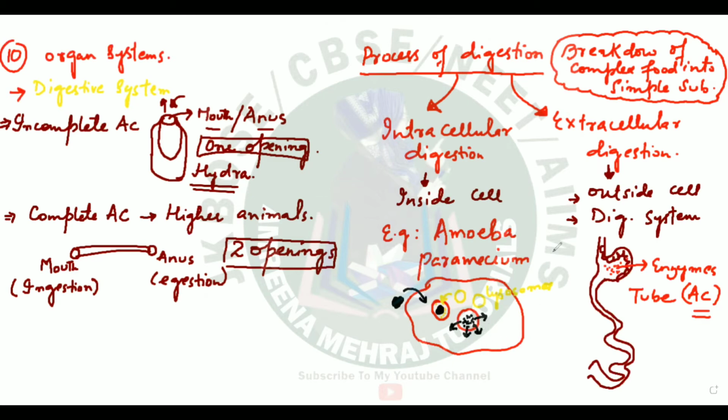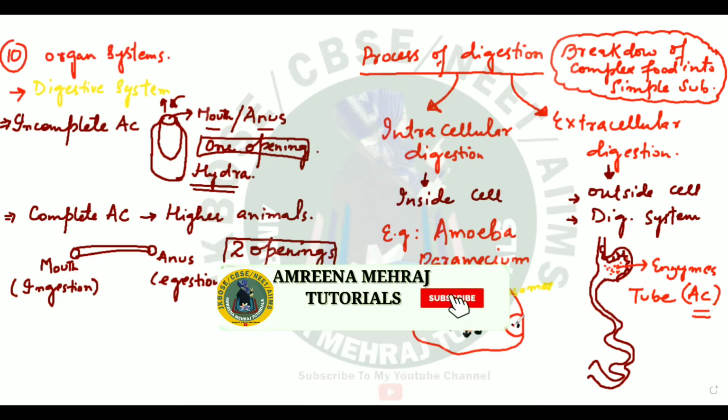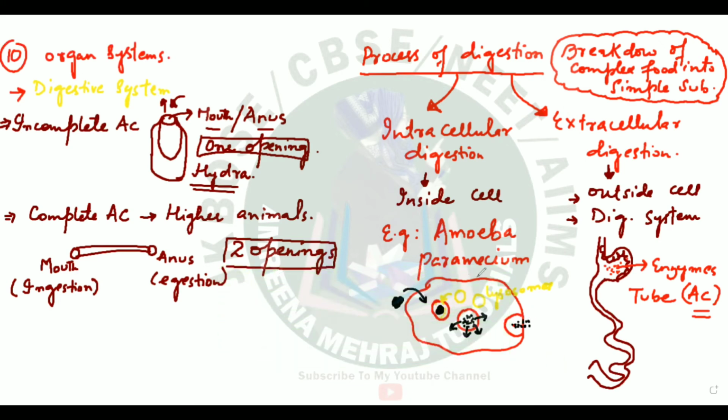These simple substances will go into the cytoplasm, and whatever is the waste, the undigested food present within the same vesicle, will be thrown out through the plasma membrane. So what is happening inside amoeba? What is happening inside amoeba is digestion. Yes, but this digestion is taking place inside the cell. That's why we use the word intracellular digestion.